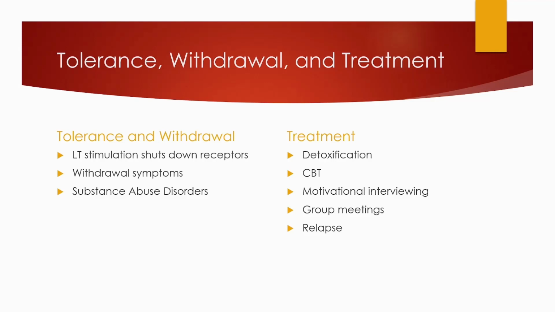Fortunately, these substance abuse disorders can be treated through various treatments, such as cognitive behavior therapy and group meetings like Alcoholics Anonymous. Relapsing does occur, where you go back to your old habits of taking the drug, but that's part of the process. CBT, especially, as well as group meetings and going through detox, is going to help you get through all this. So there's always a way out when you get addicted to drugs.